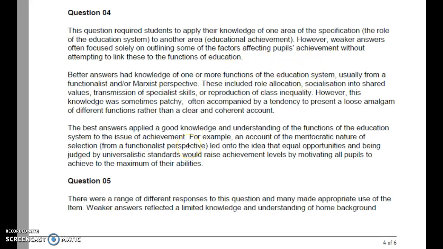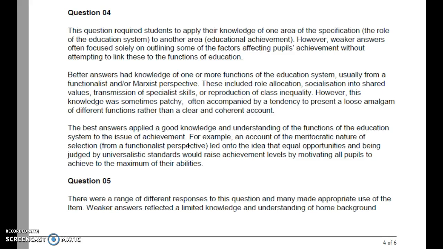The weaker students weren't able to do that. They either gave a description of why working class pupils didn't achieve, or why middle class pupils achieved better, or they talked only about a function of education. If you do that, you're going to be stuck in the bottom band and capped at 3 marks. So make sure that in each of your paragraphs you are linking into both parts of the question.